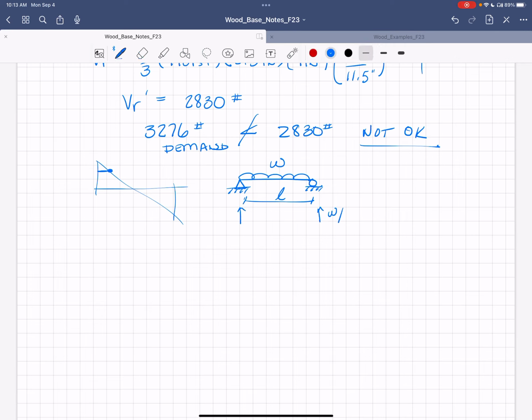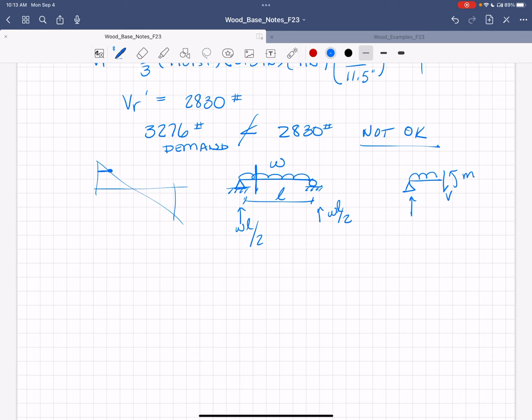So we know those reactions are WL over 2, right? W times L, some forces. This is symmetric, WL over 2. But I want to know what it is at a distance D. So I'm not just going to do it at D, I'm going to do the generic version, because that's how I can find the generic formula. Okay, so if I cut it right there, then I've got my shear and moment at that section.